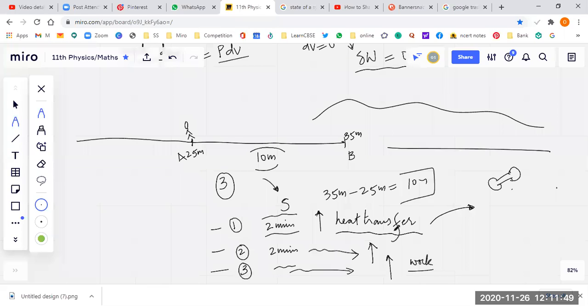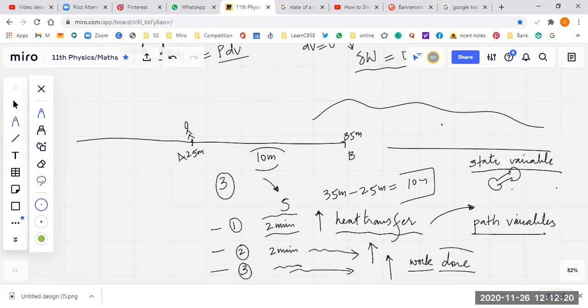Now, this is the understanding that heat transfer and work done in thermodynamics are not state variables, but path variables. Some books call them path functions. One is a state variable. A state variable's value can be measured at any time. But for a path variable, you cannot measure its value at any single time. Something exactly like what we did when we started limits and derivatives, students, if you remember.